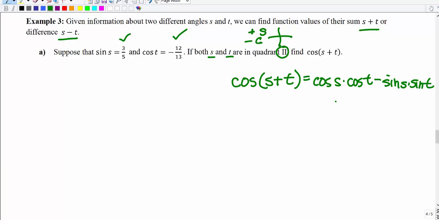So we need to know 4 different pieces of information. 2 of them we already know. We already know sine of angle S, so let's put that in. Sine of angle S is 3/5. We're going to bring down the minus sign from the identity. We also are given that cosine of T is negative 12 over 13. Let's put that in as well. The other pieces that we don't know would be cosine of angle S and sine of angle T.